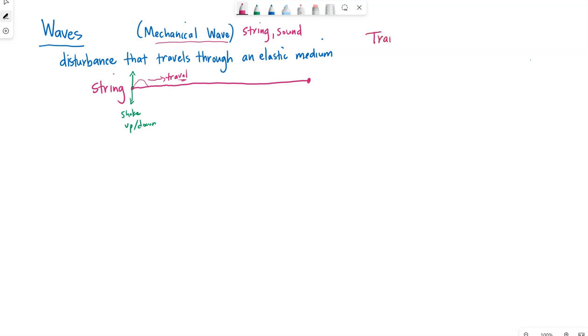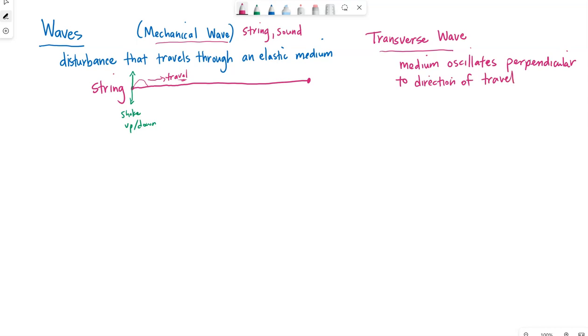As I mentioned, as that pulse travels, a string is considered a transverse wave because any little piece of the medium oscillates perpendicular to the direction of travel. So in the simulation, the wave itself was traveling horizontally while those little beads representing pieces of the string were oscillating up and down. Those are perpendicular to each other, and thus it is considered a transverse wave.